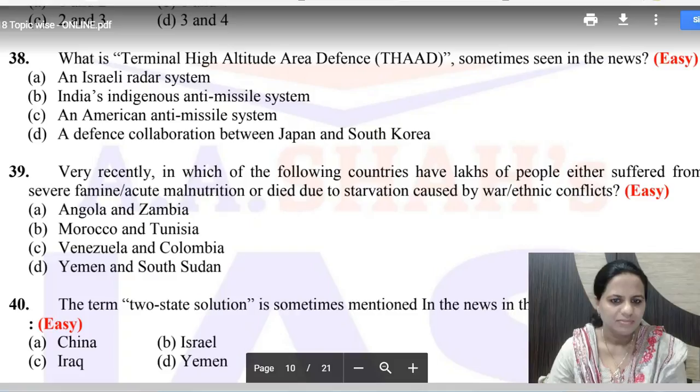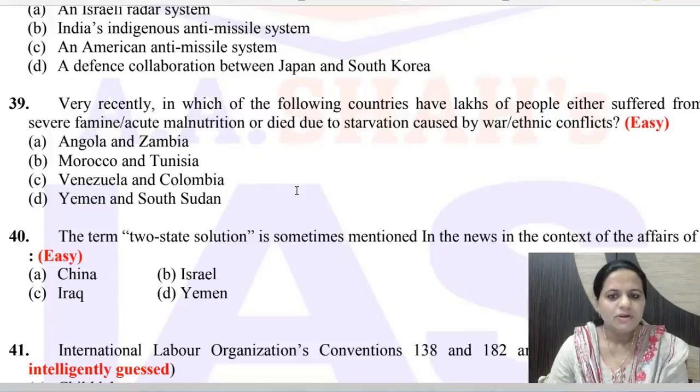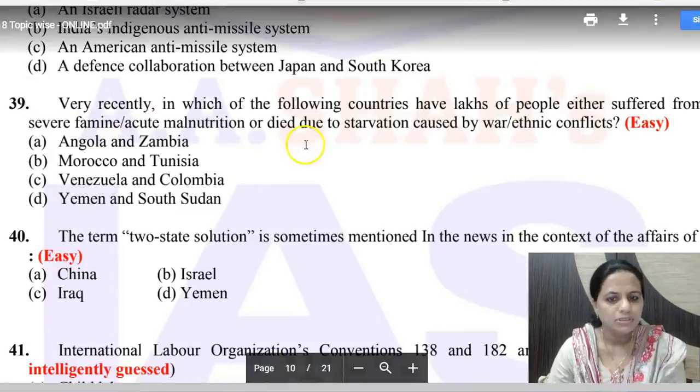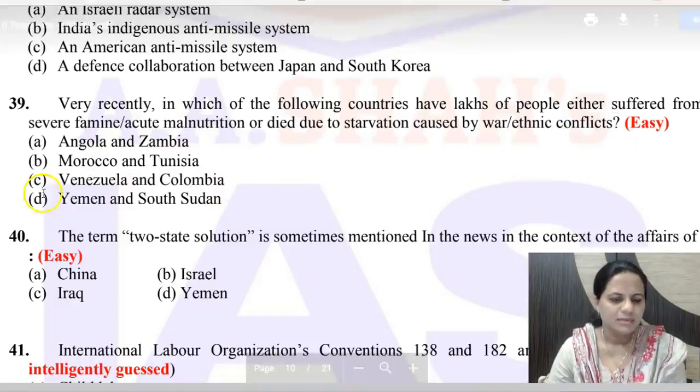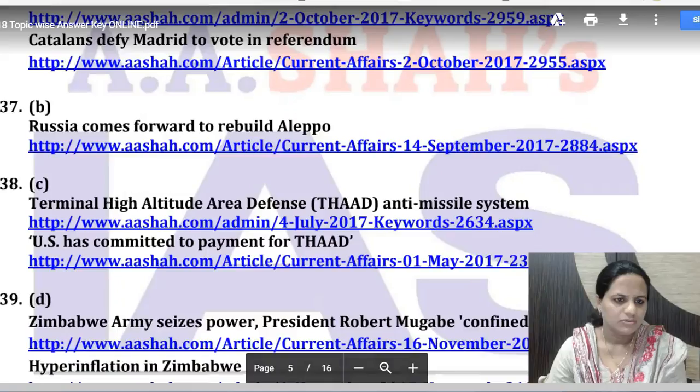39. Very recently, which of the following countries have lakhs of people either suffered from severe famine, acute malnutrition, or died due to starvation caused by war or ethnic conflicts? So here the countries are mentioned, you can see. So the correct answer here is again Yemen and South Sudan. So 39, the answer is D.